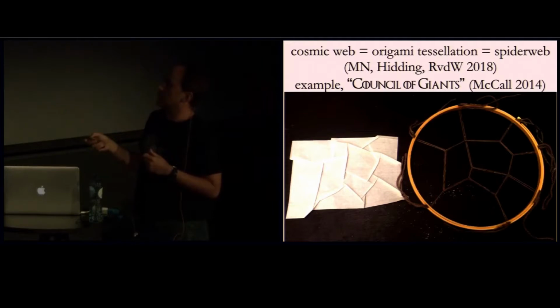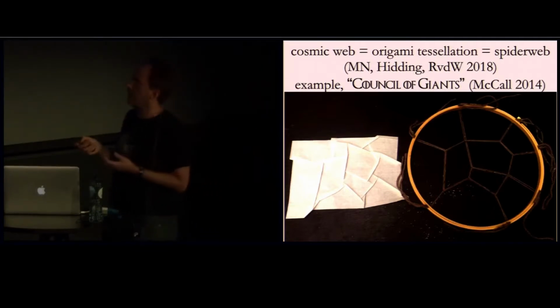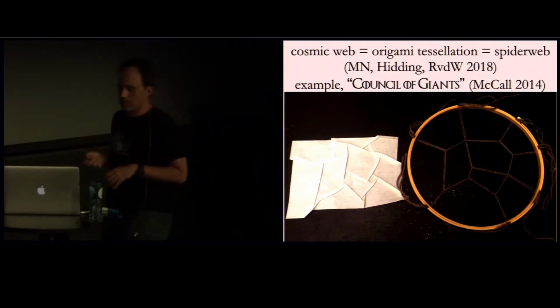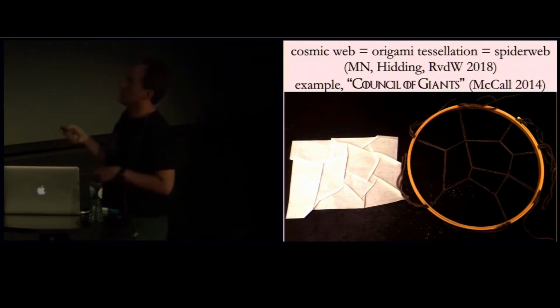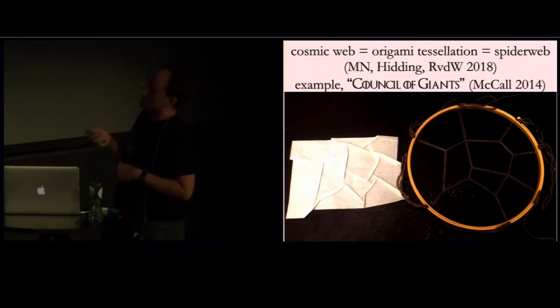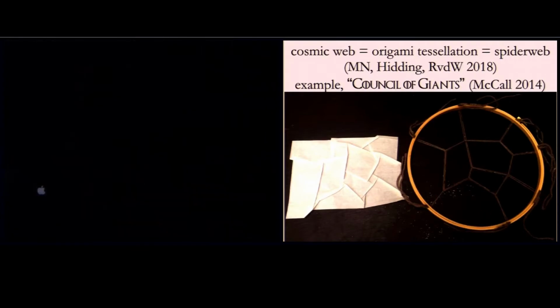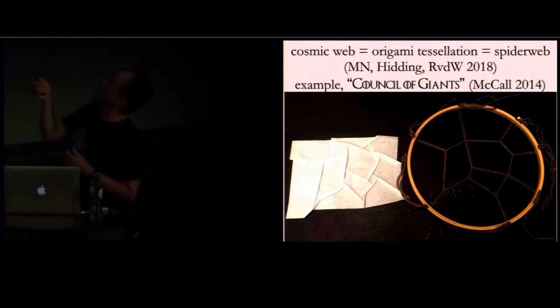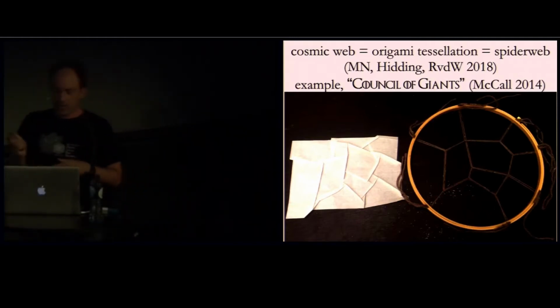universe. Here, this node represents the Milky Way, this is the nearest big galaxy, Andromeda, and this around here is something that has been called the Council of Giants. Maybe you can see a little bit of this truss work here. This is a dream catcher sort of thing that has the same geometry as this. So this is a demonstration of this equality between origami tessellations and spiderwebs.